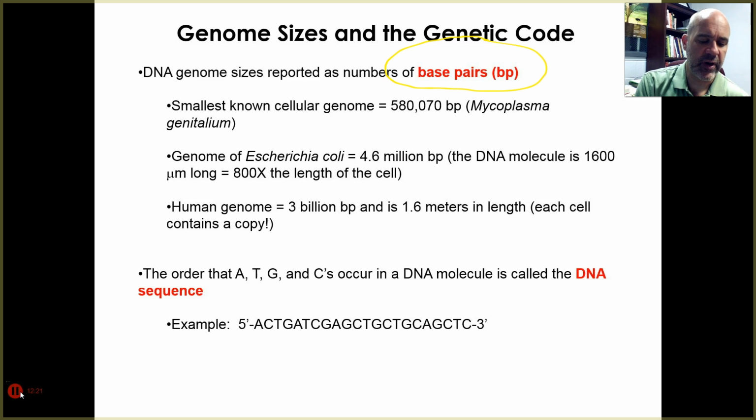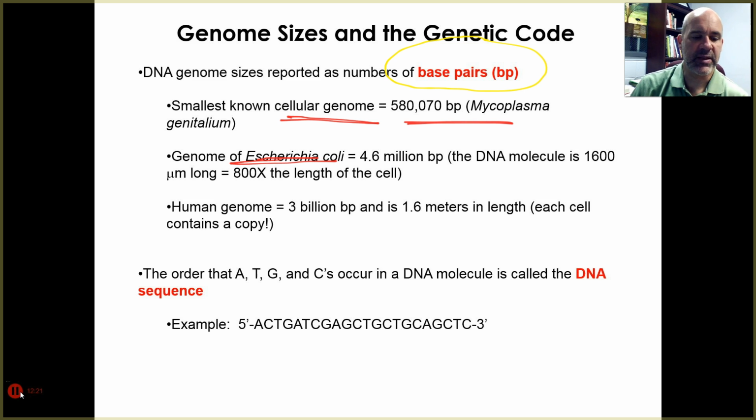So the smallest known cellular genome that we know about comes from an organism, Mycoplasma genitalium. I bet you can figure out where that organism lives. That's a type of bacteria. You may remember that we talked a little bit about the mycoplasmas back in Chapter 3 when we were going over bacterial cell walls, because mycoplasmas don't have cell walls. They don't have peptidoglycan like almost all other bacteria do. The Mycoplasma genitalium, its entire genome, a single DNA molecule, is 580,070 base pairs.